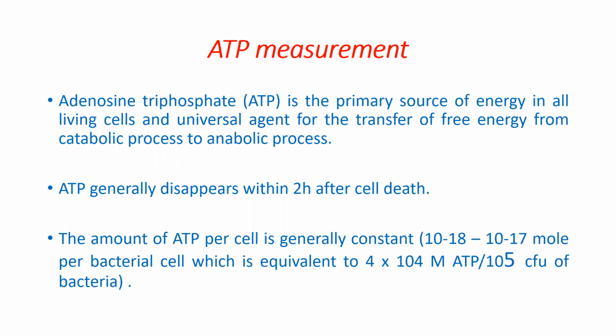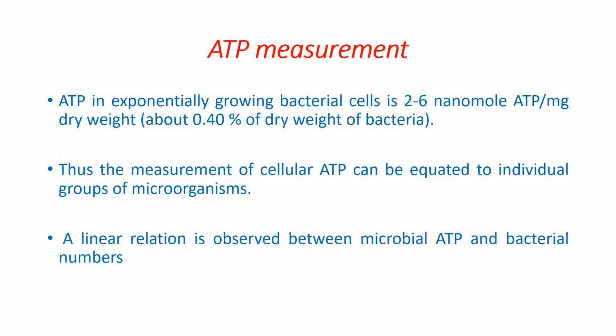अच्छा ये तो हो गया. Then ATP in an exponentially growing bacterial cell is 2 to 6 nanomole ATP per milligram dry weight. Okay, about 0.4% of dry weight of bacteria. Therefore, the measurement of cellular ATP can be equated to individual group microorganisms. A linear relation is observed between the microbial ATP and bacterial number. So there is a linear relationship between them.